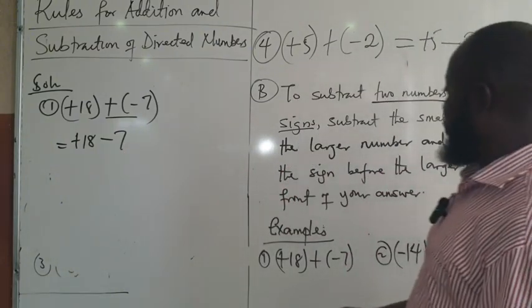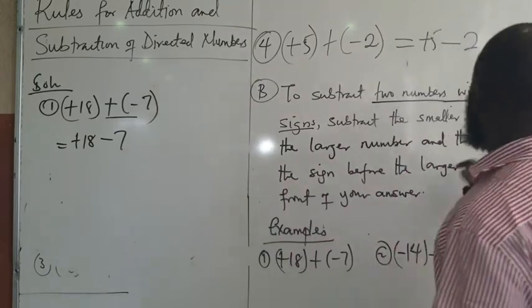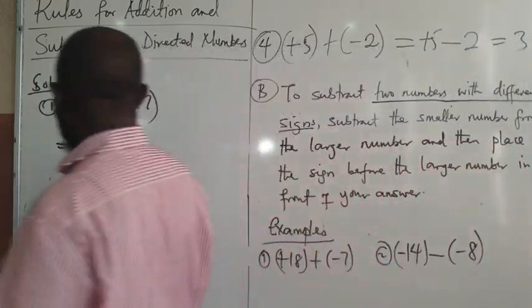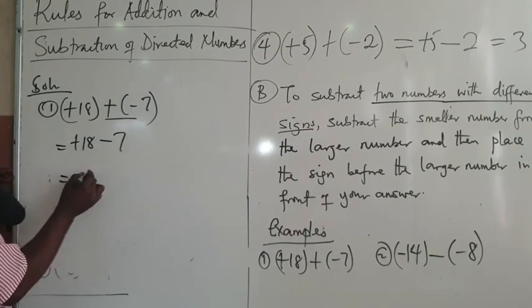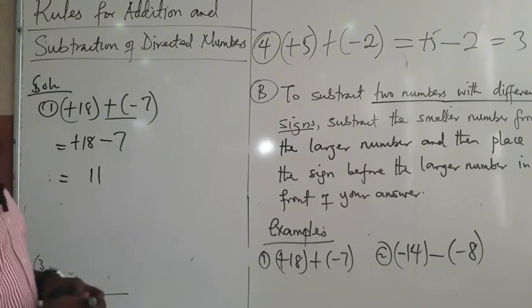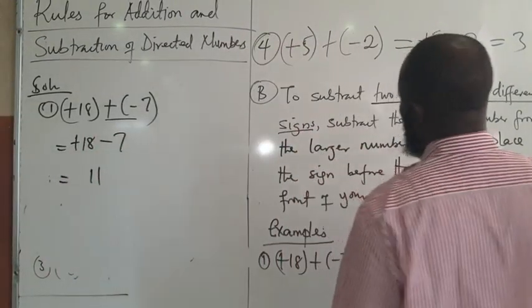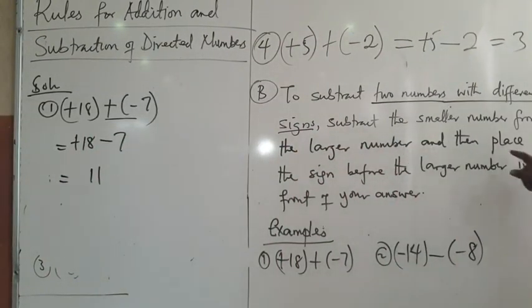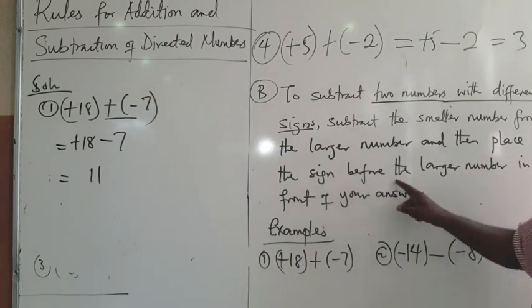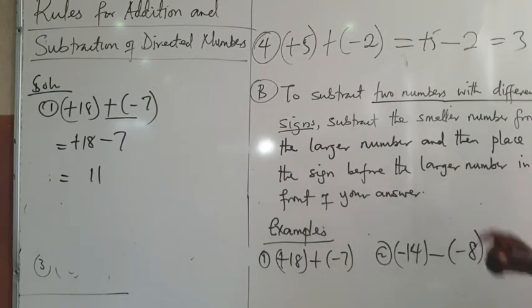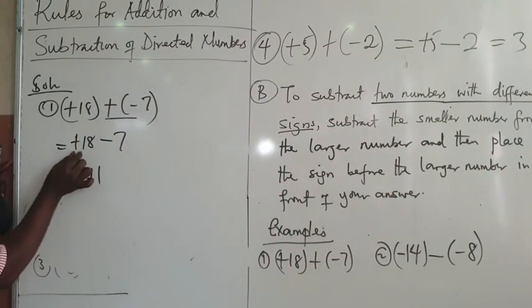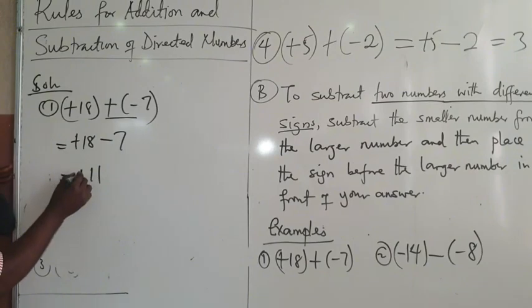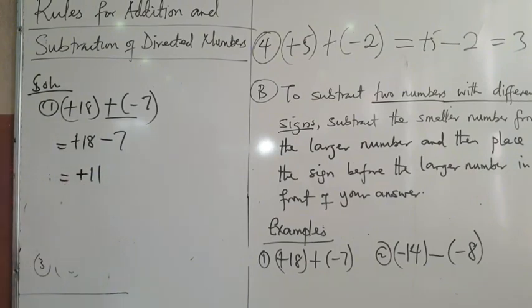The smaller number is what? 7. Subtract it from the larger number. Subtract it from what? 18. That means we are saying 18 minus 7 will give us what? 11. That's not all. You're not going to stop there. So the question now says that, and then place the sign before the larger number in front of your answer. So what is the sign we have before the larger number here? It is plus. So which means this answer here is what? Plus 11. I hope it's very clear.